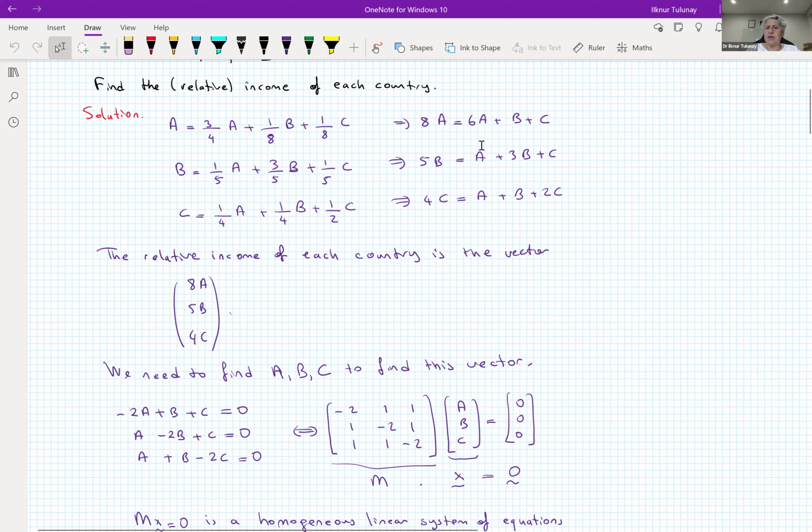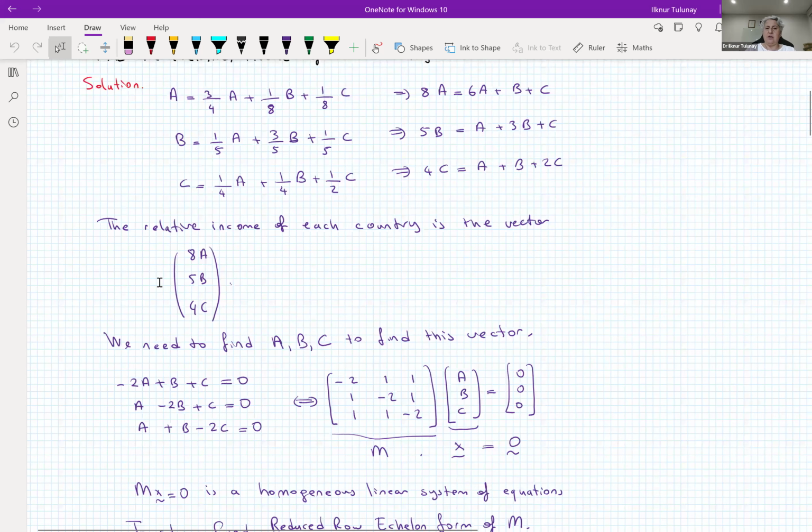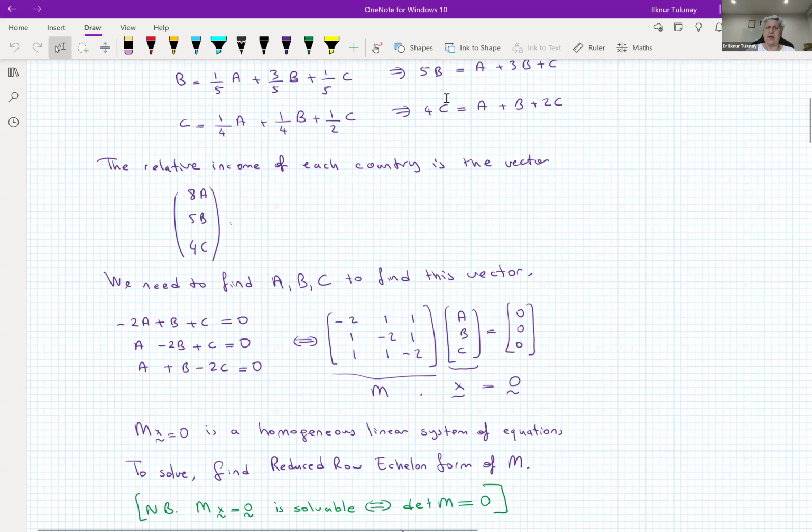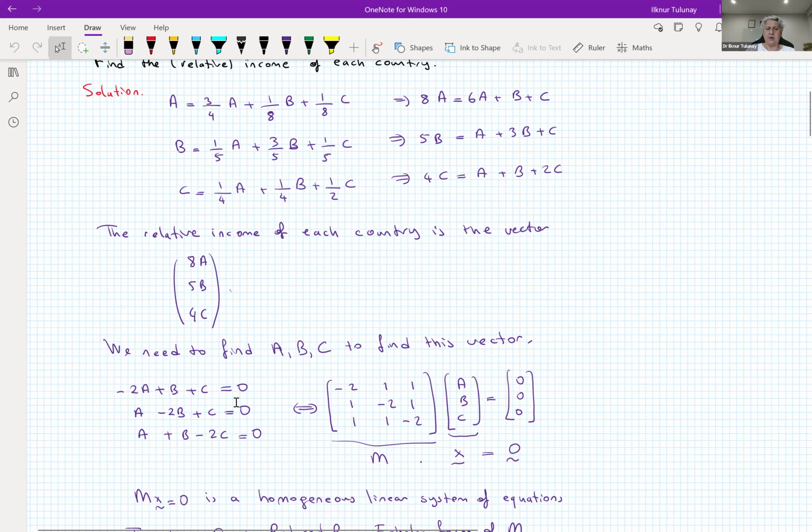Now we have 3 equations and 3 unknowns, and we would like to make these equations look like a linear system, where the coefficient matrix times the unknown vector is equal to 0, because we don't have any constant term in the equations. So from the first row, we have minus 2A plus B plus C is equal to 0. From the second equation, we have 5A minus 2B plus C is equal to 0. From the third, we have A plus B, and the 4C goes to the other side, which will be minus 2C, is equal to 0.